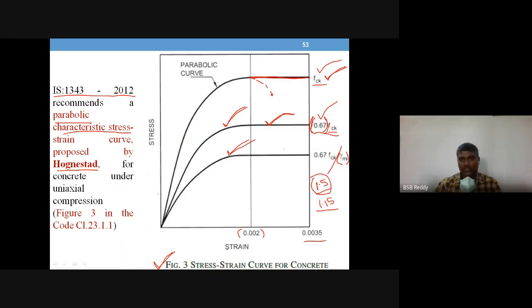Okay, so these are the three curves which you observe in figure 3, the stress strain curve for concrete. The first one is the characteristic stress strain curve, which is assumed as parabolic, as proposed by Hognestad. Then a size factor to take care of the size of the member is incorporated with a factor called 0.67, and then the design stress strain curve is obtained by dividing by the material factor of safety 1.5. Okay, so that is how it is.